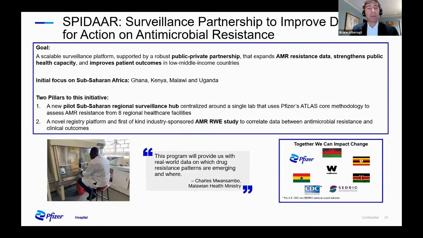We initiated conversations with the Wellcome Trust and established the SPIDER partnership with the goal of creating a scalable surveillance platform that's supported by a robust public-private partnership. And this is absolutely critical to expand AMR resistance data, strengthen public health capacity, and most importantly, improve patient outcomes in low and middle income countries. We are initially focusing this work on 4 countries in Africa: Ghana, Kenya, Malawi, and Uganda.